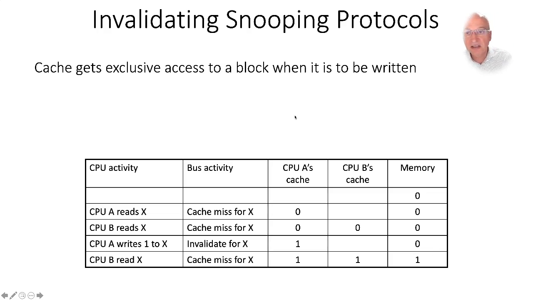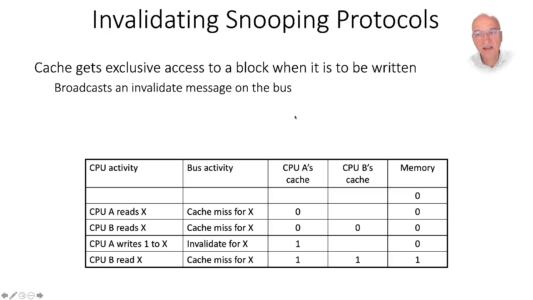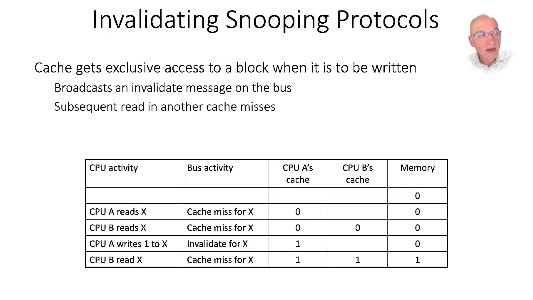So the cache gets exclusive access to a block when it is to be written. It will broadcast an invalidate message to the bus to say, I'm going to write this. If anybody has a copy of it, you need to get rid of your copy because your copy will be stale after my write. Any subsequent read by any other cache after I have done my write will be a miss, and the message will be sent to everybody when that miss happens. And then I am the owner of that value because I was the last one to write it. So I'm going to supply the value when that request comes into the bus.